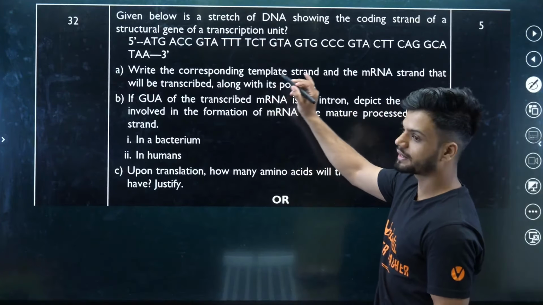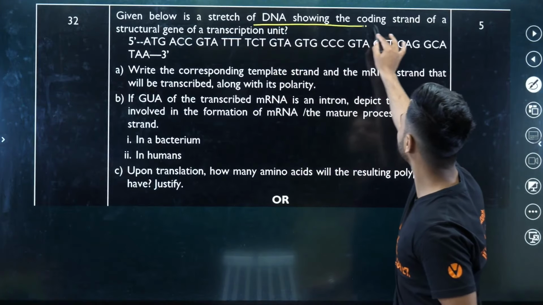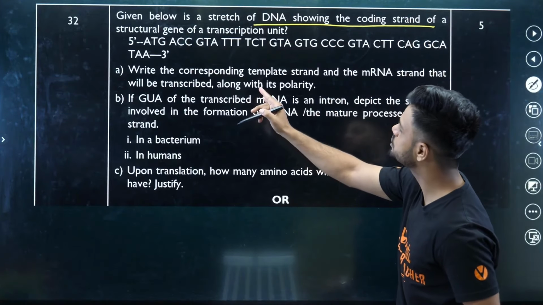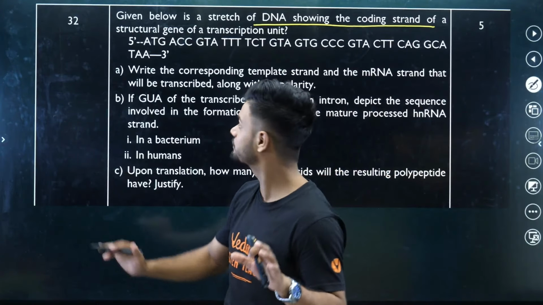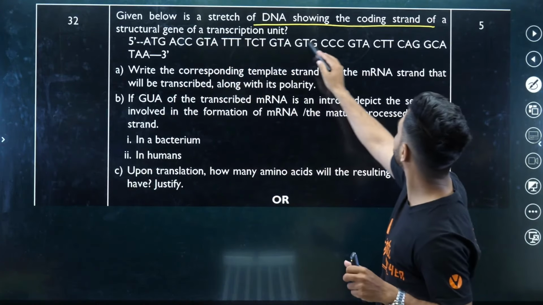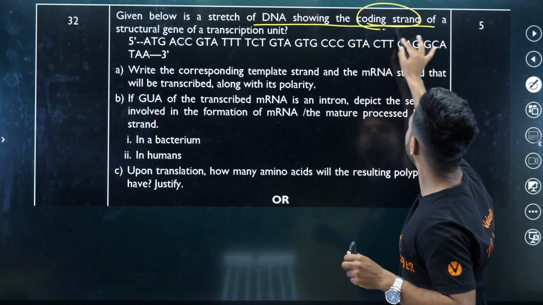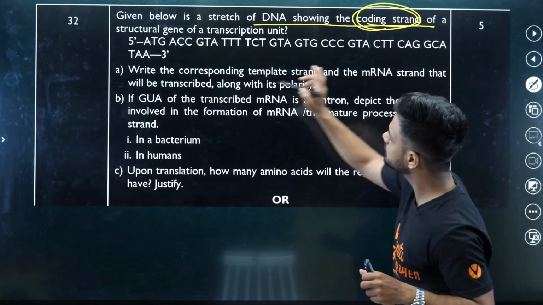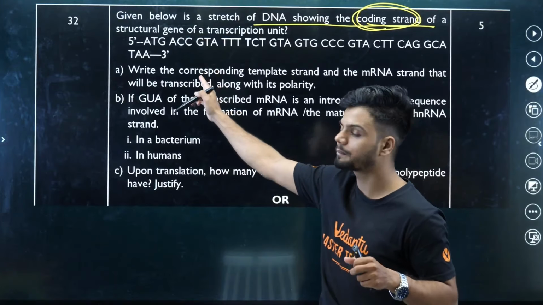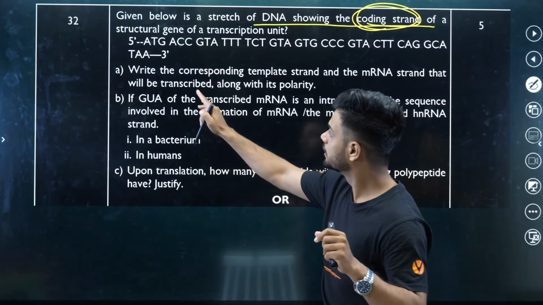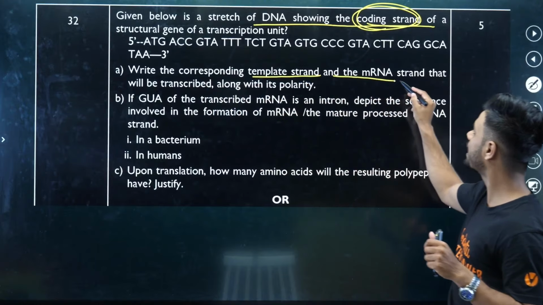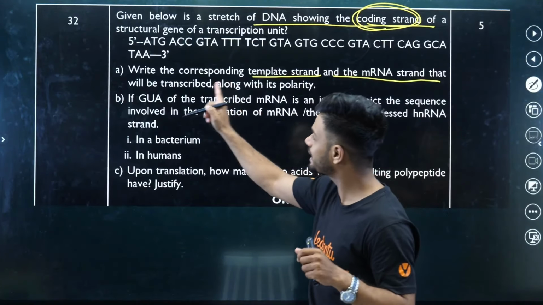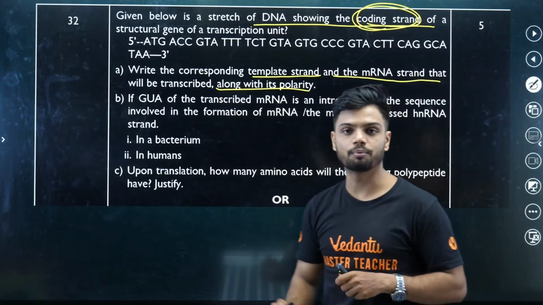Let's see. Given below is a stretch of DNA showing the coding strand of the structural gene of a transcription unit. They have given you a structural gene here, a coding strand, with a 5' to 3' coding strand. Write the corresponding template strand and mRNA strand that will be transcribed, along with its polarity.